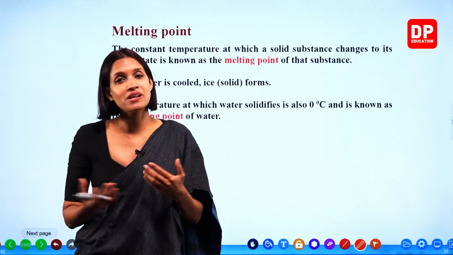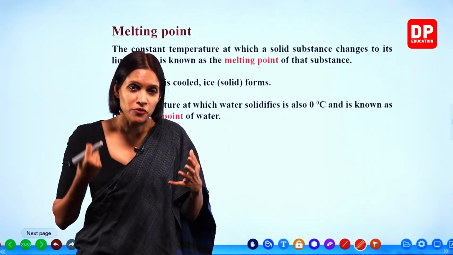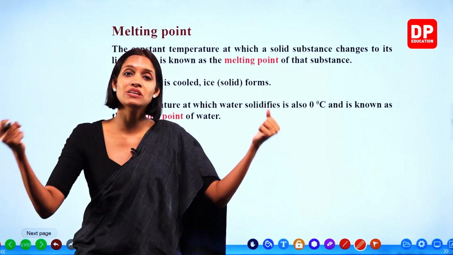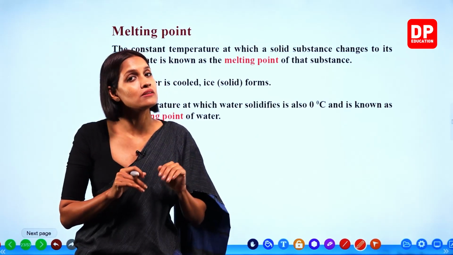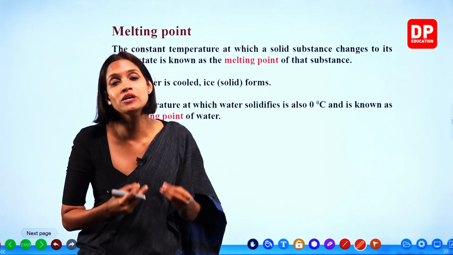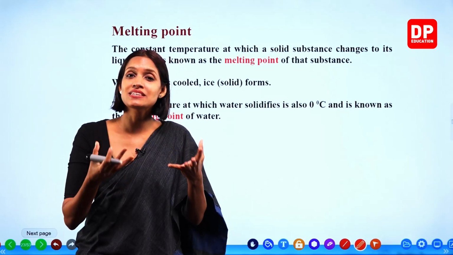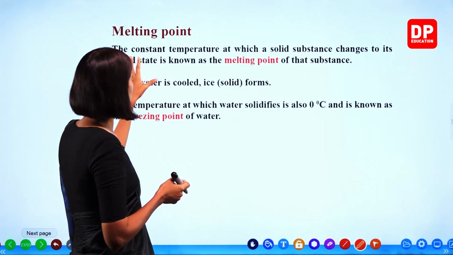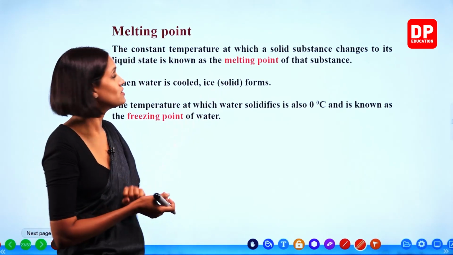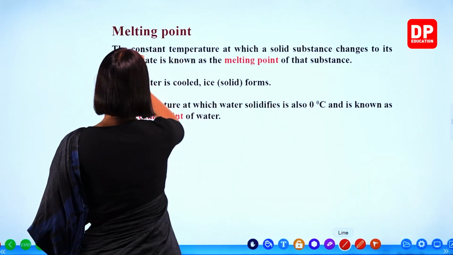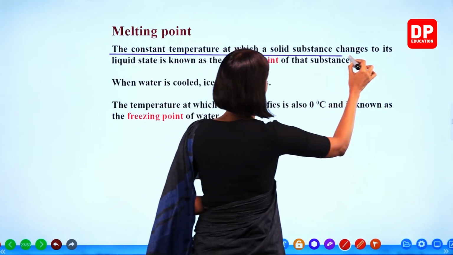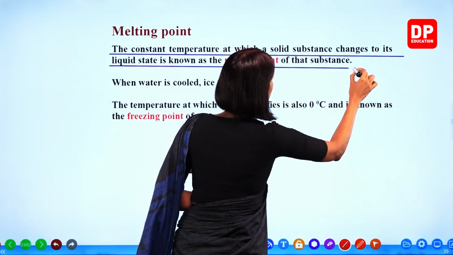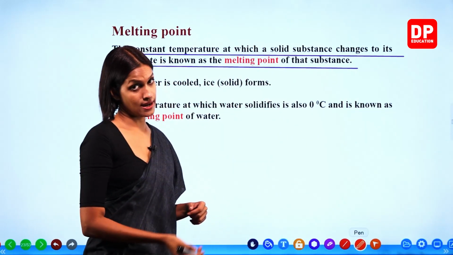But most of the metals are not like that. We have to provide heat, and only then will they melt. Just by absorbing heat from the environment, most of the metals will not melt. Right, which means from substance to substance, the temperature that should be provided is different. Okay, so substance to substance, melting points are different. So the constant temperature at which a solid substance changes to its liquid state is known as the melting point of that substance. Right, children?